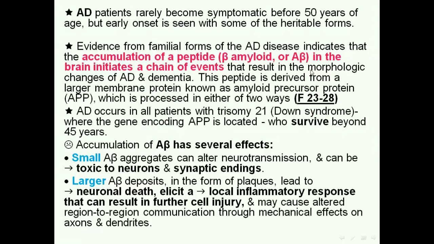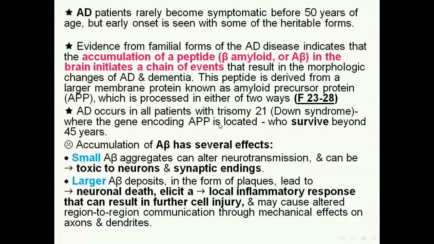This causes the morphologic changes of Alzheimer's disease and dementia, and as we know, this peptide is derived from a larger membrane protein called amyloid precursor protein, which is processed in either of two ways, as we've previously mentioned. Now, Alzheimer's occurs in all patients with trisomy 21, Down syndrome. Why is that? Because the gene encoding amyloid precursor protein is located on chromosome 21, which causes this protein to be overproduced.